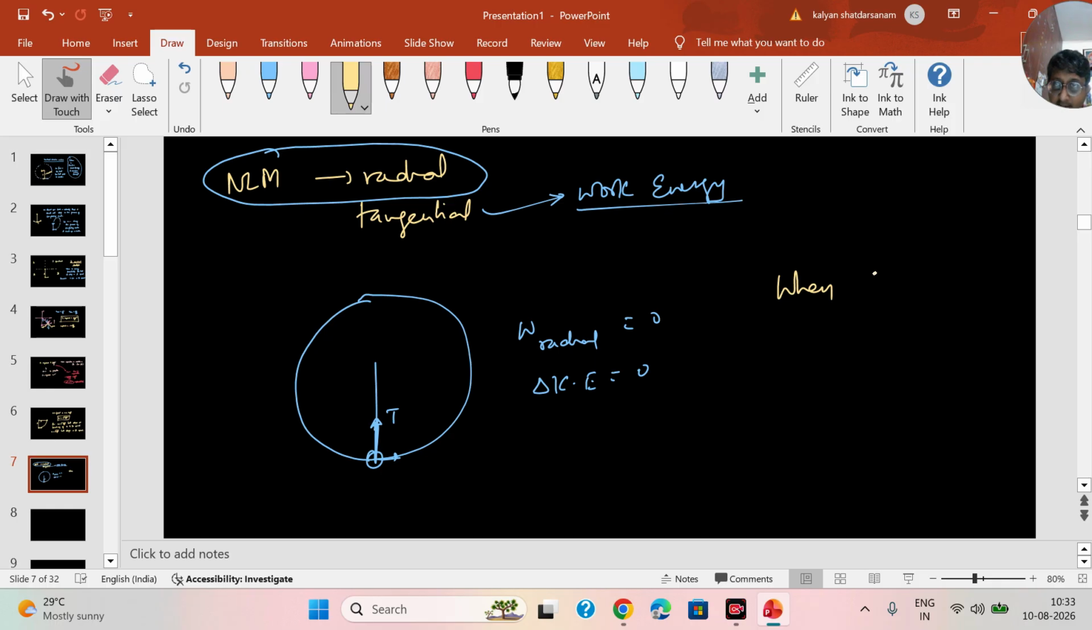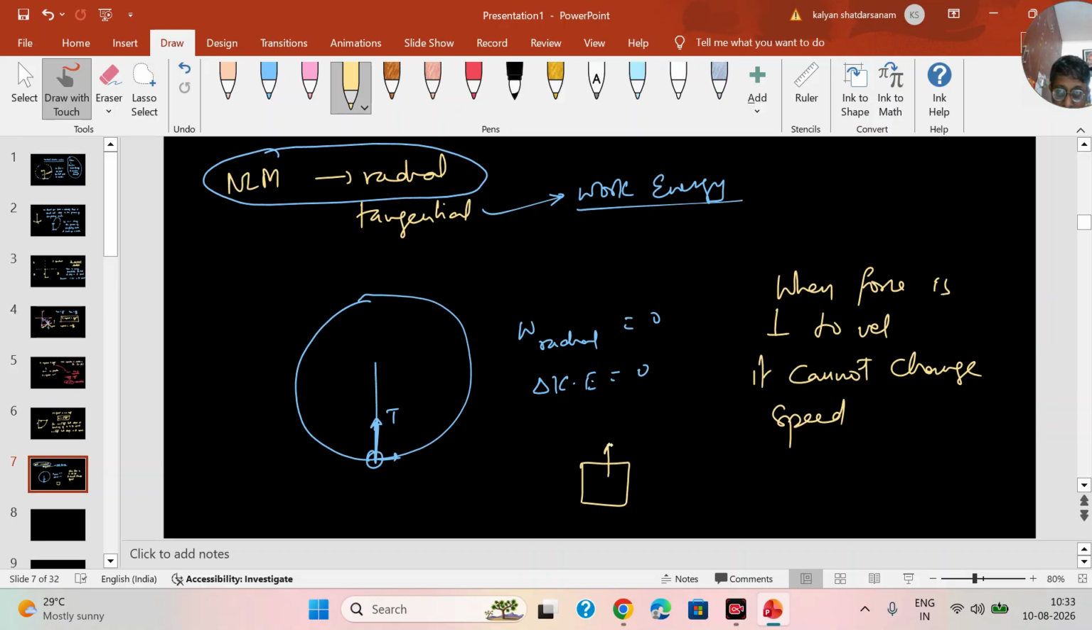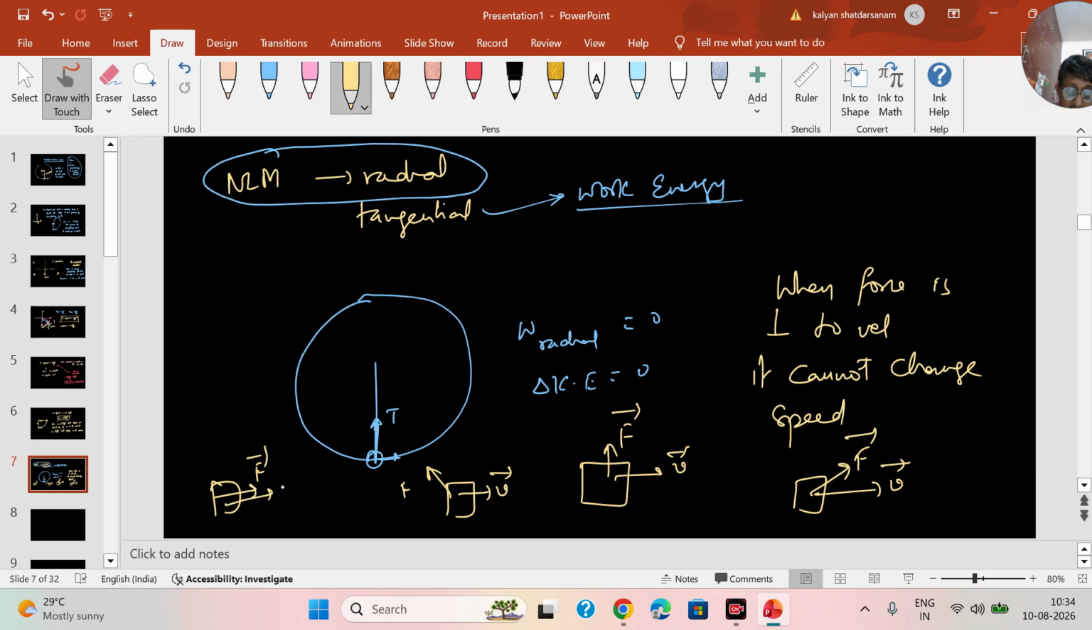So when force is perpendicular to velocity, it cannot change speed. This is a very important idea. So the radial forces are perpendicular to velocity, so they cannot change speed. If you remember, we drew some diagrams like this where the force is perpendicular to velocity always, it won't change speed. If the force makes an acute angle with velocity, it changes speed and also direction. If the force makes an obtuse angle with velocity, it reduces speed and changes direction. If force is along velocity, it changes speed but doesn't change direction. Same thing goes if force is opposite to velocity.